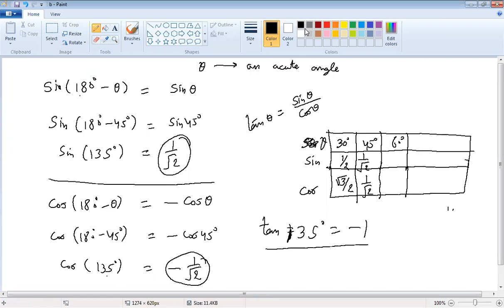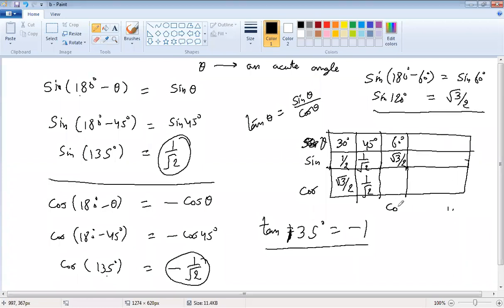Is it clear? And last for today, if we take theta equal to 60 degree, we will have sine of 180 degree minus 60 equal to sine of 60 degree. That means sine of 120 degree is equal to sine 60, which is root 3 by 2. So sine 120 degree is also equal to root 3 by 2.